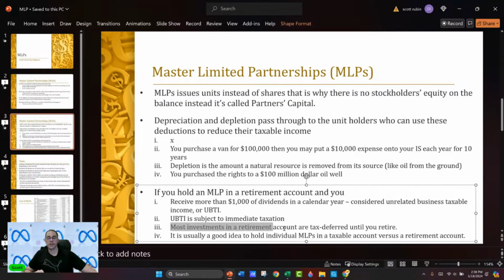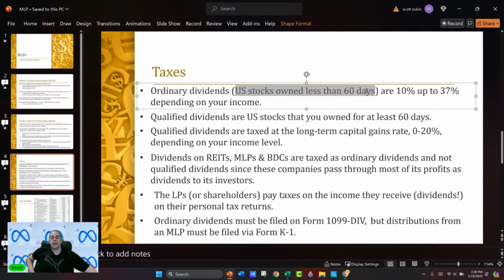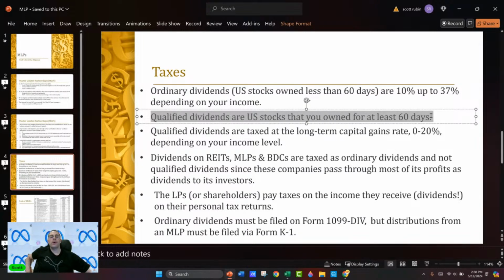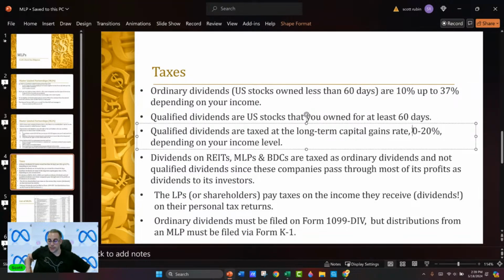So as you know, most things are tax deferred in a retirement account, but not this. Most stocks you own, if you get a dividend and you own the stock less than 60 days, then you have to pay the higher tax rate, 10 to 37%. Same thing with the MLP. You usually have to pay the higher tax rate, 10 to 37%. But if you get qualified dividends, so if you own the stock for more than 60 days, you pay qualified dividends, so it's the lower tax rate.